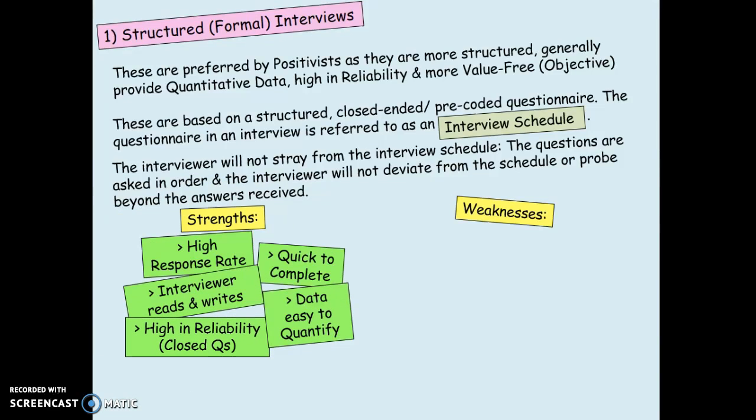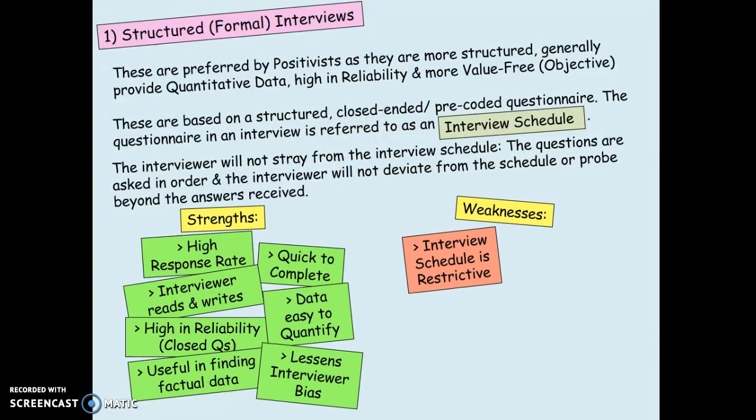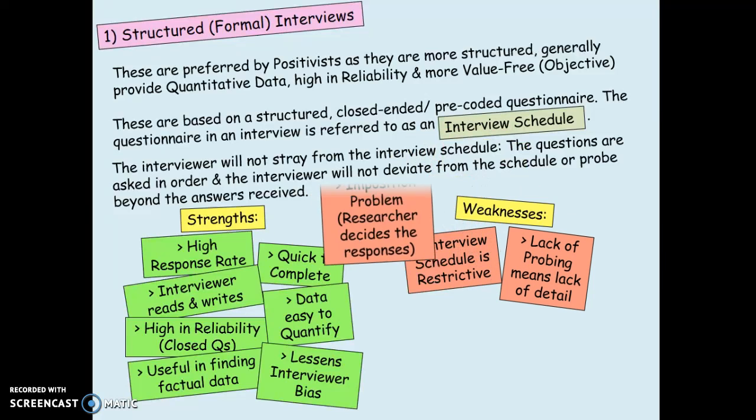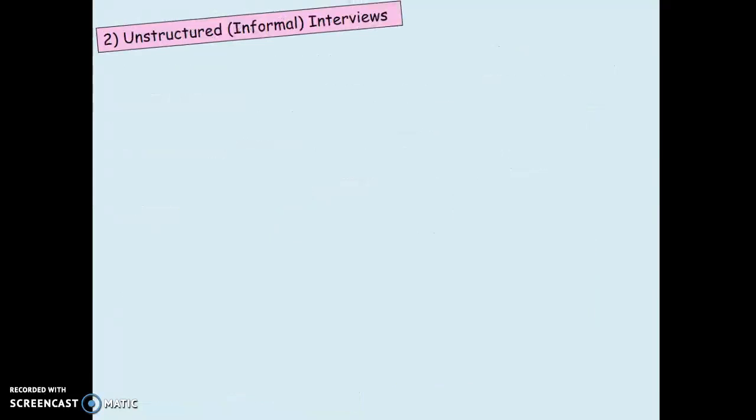Strengths: quick to complete. Data easy to quantify. High reliability, closed questions. Useful in finding factual data. Less interviewer bias. Weaknesses: interview schedule is restrictive. Lack of probing means lack of detail. Imposition problem: the researcher decides the responses. Lacks validity. Still a chance of interviewer bias.